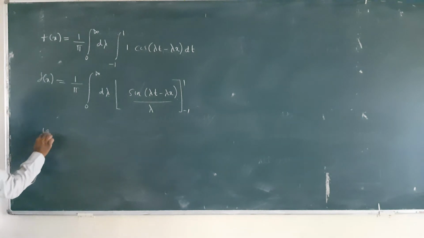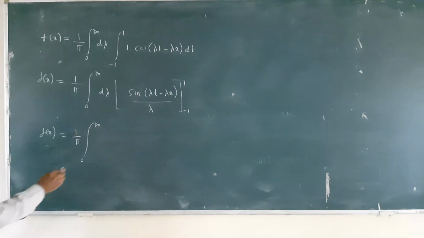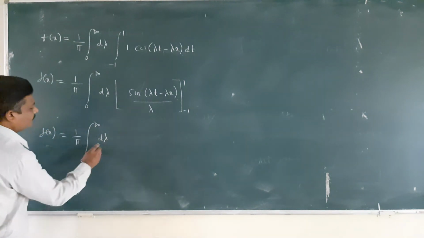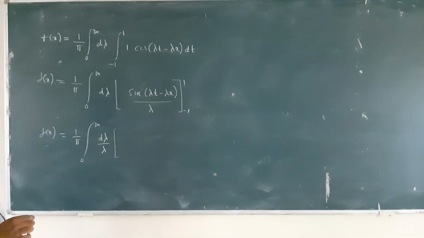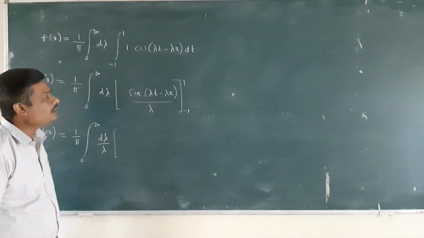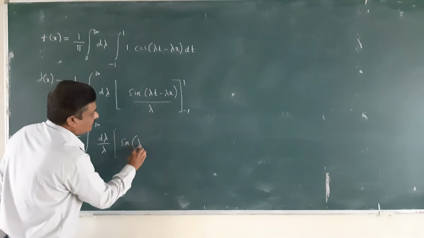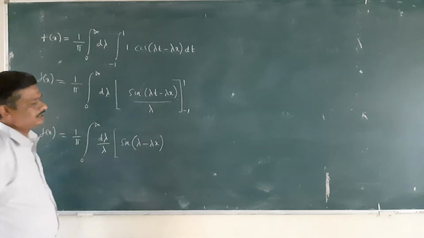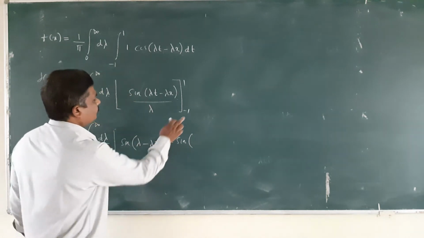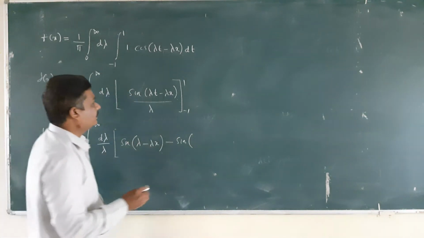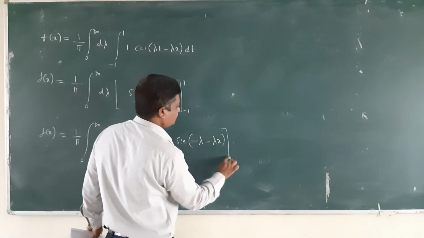So therefore, f of x equal to 1 upon pi, 0 to infinity, d lambda upon lambda. So now I will put here the upper as well as lower limit. Instead of t, upper limit is 1, remaining is sine of (lambda minus lambda x), minus lower limit sine of, if I put here t equal to minus 1, it becomes minus lambda into x.